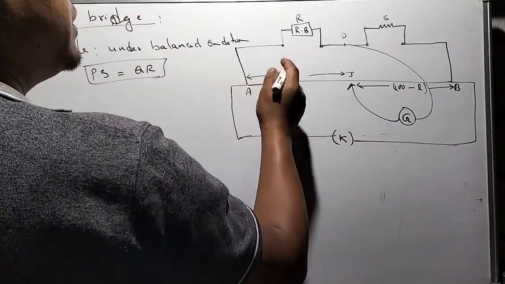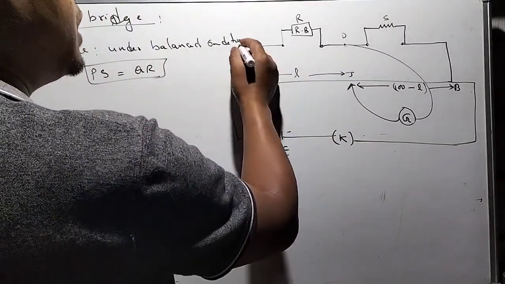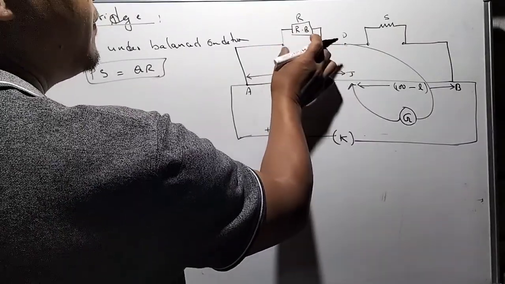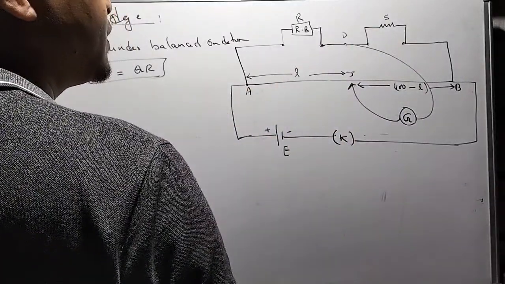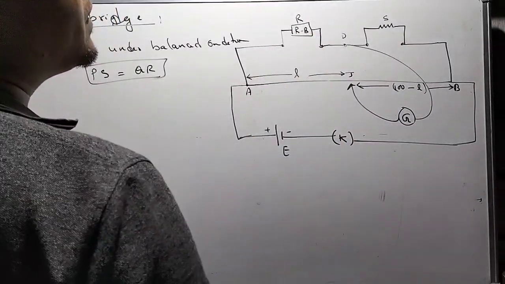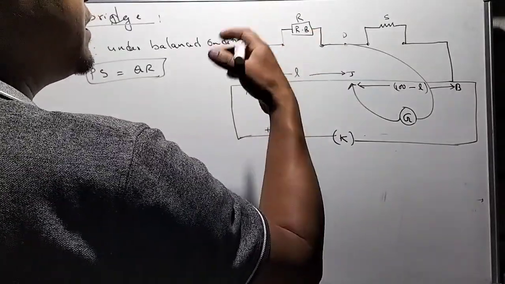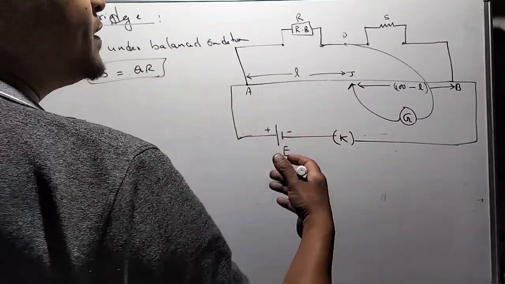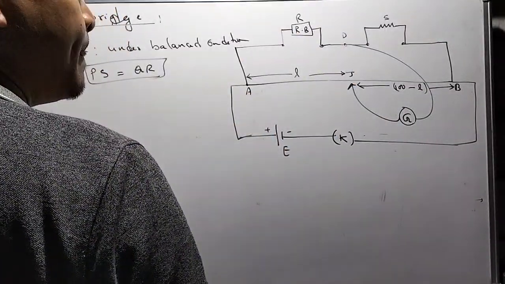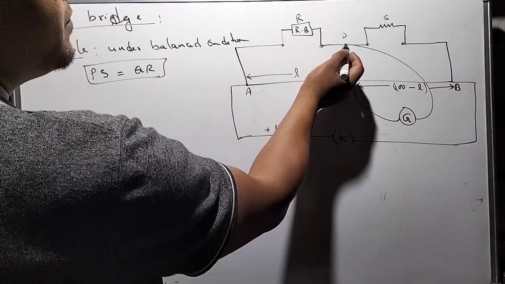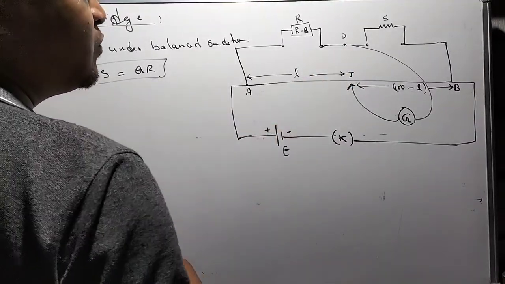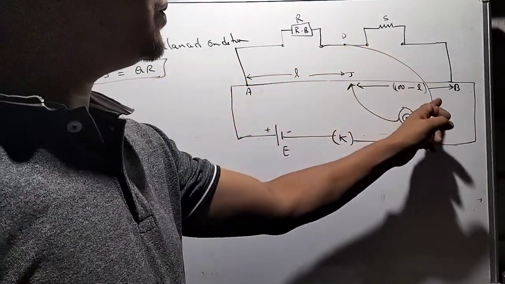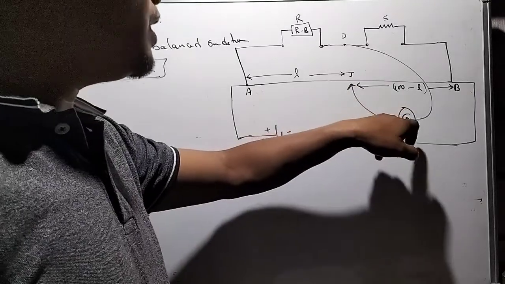And similarly here, in the bridge we have two gaps. One is the left gap, and the other is the right gap. In the left gap, we fix a known resistance, that is a resistance box. And on the right gap, we fix an unknown resistance, that is X. When you do the practicals, you will learn this properly. This point D is connected to the jockey J through a galvanometer G.